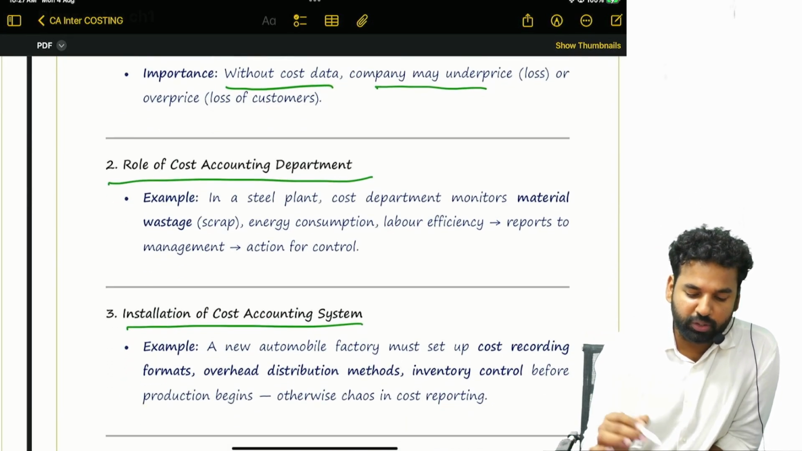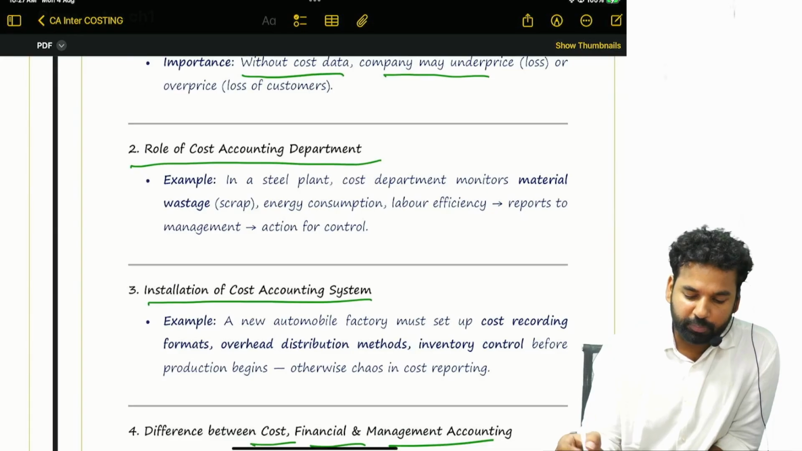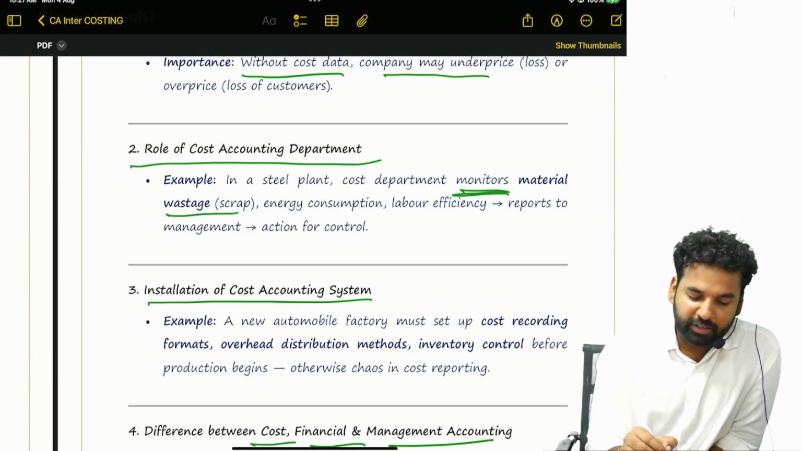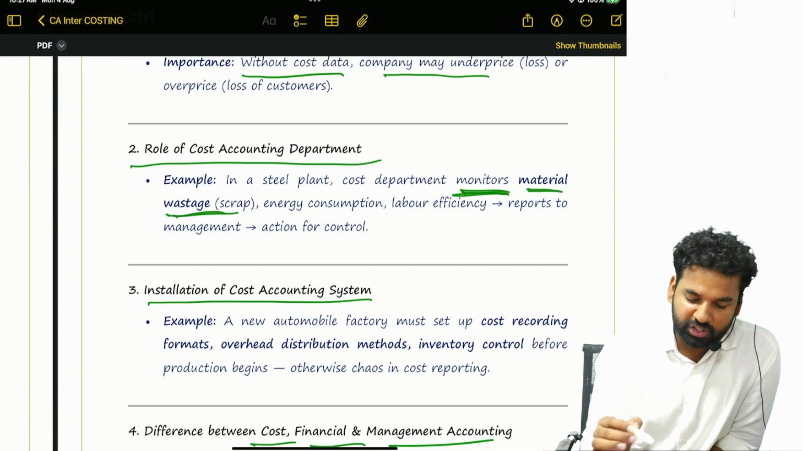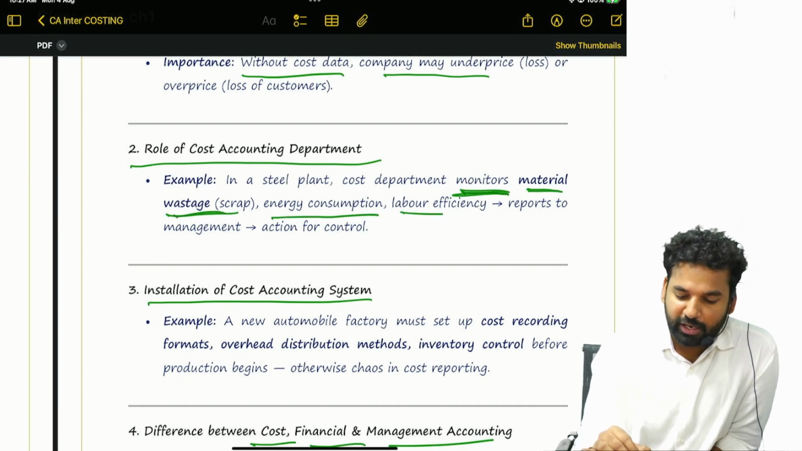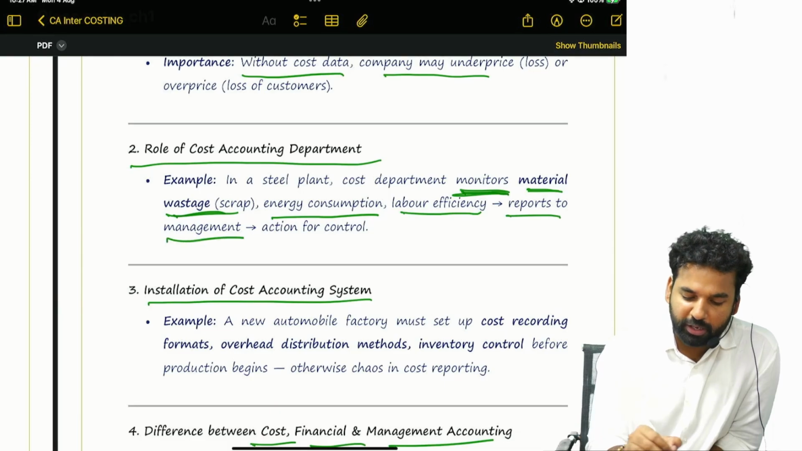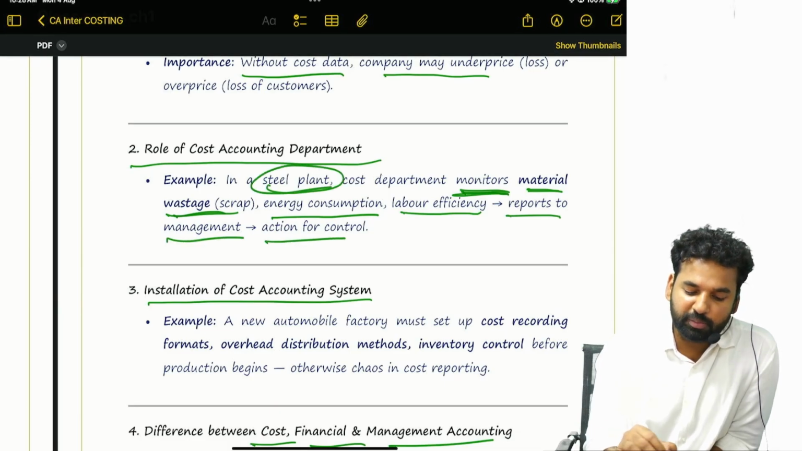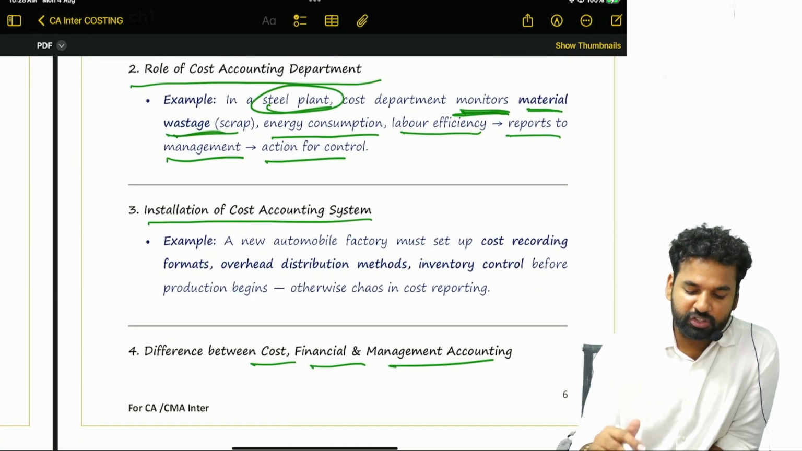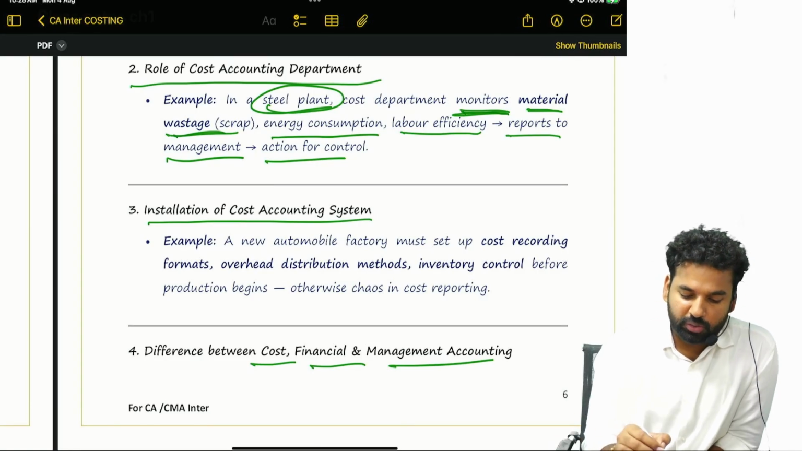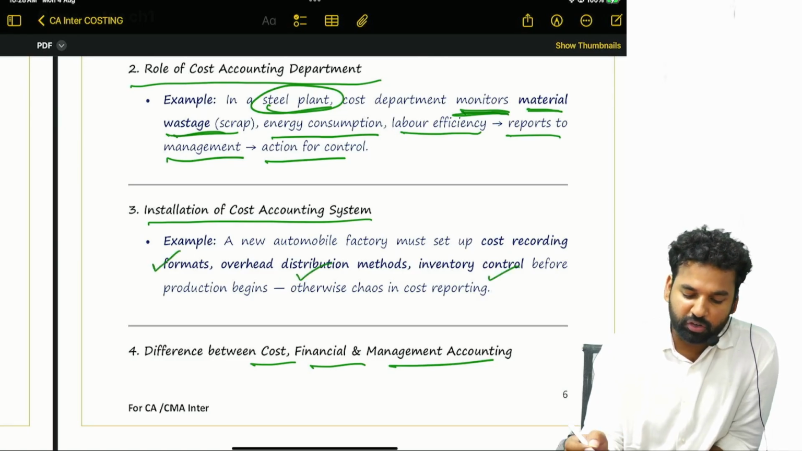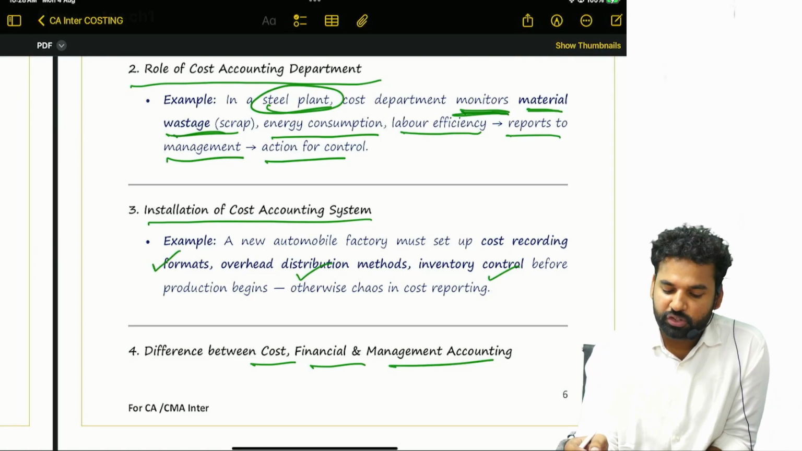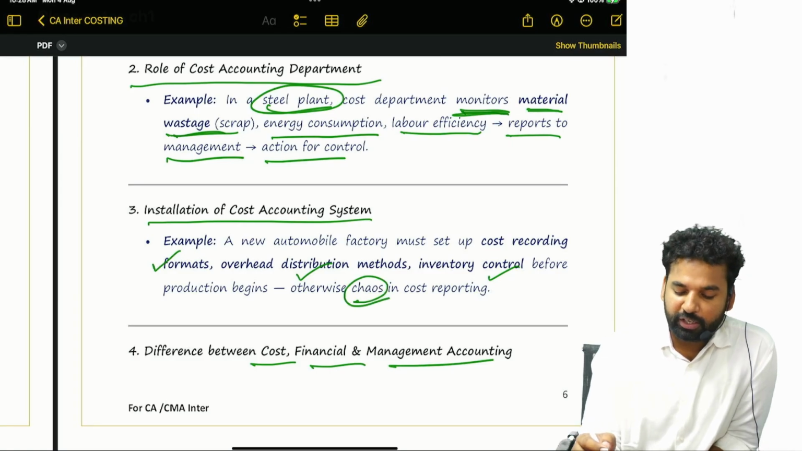Next, role of cost accounting department. It will monitor material wastages, energy consumption, and labor efficiency, and report to the management for action to control. For example, in a steel plant. Next, installation of cost accounting system. A new automobile factory must set up cost records, cost recording formats, overhead distribution methods, and inventory control before production begins. Otherwise, it will face difficulty in cost reporting.